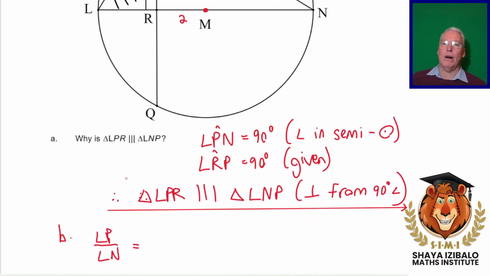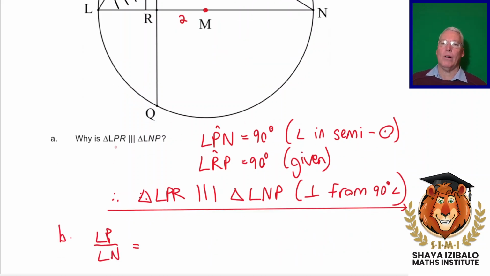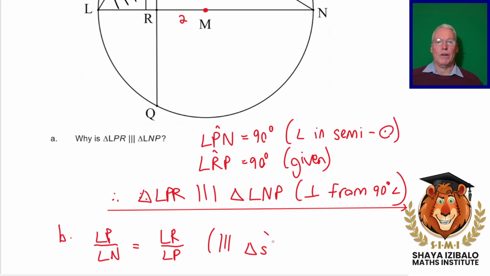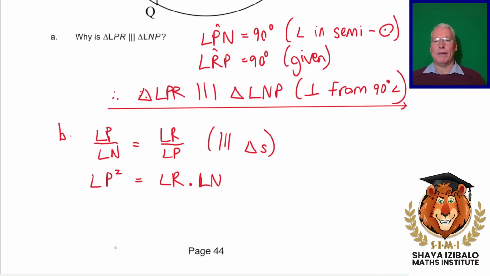We don't know PR. What about LR? We do know something about LR. So if we took LR, then we'd have to take LP again. LR over LP. Now the reason we can pull out this ratio is similar triangles. If we cross multiply here now, we're going to get that LP squared is LR times LN. Now LP squared is obviously just going to be 6.